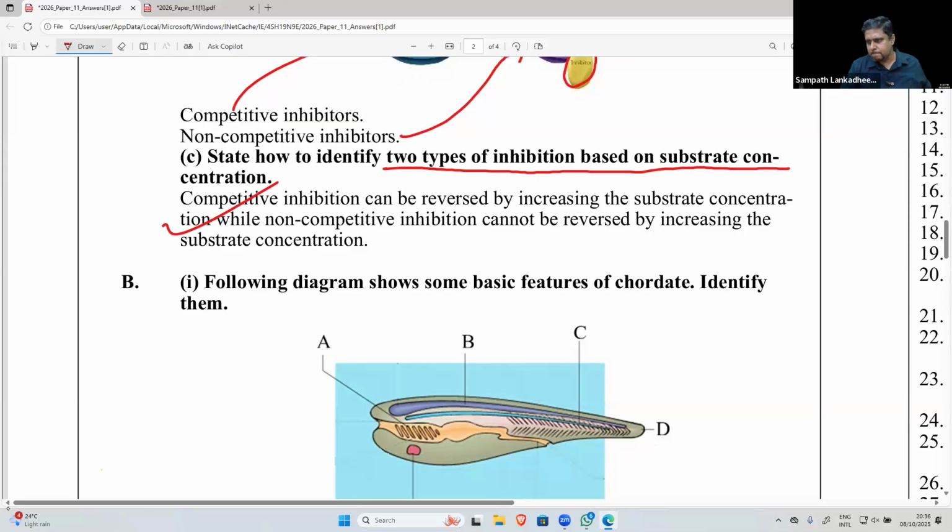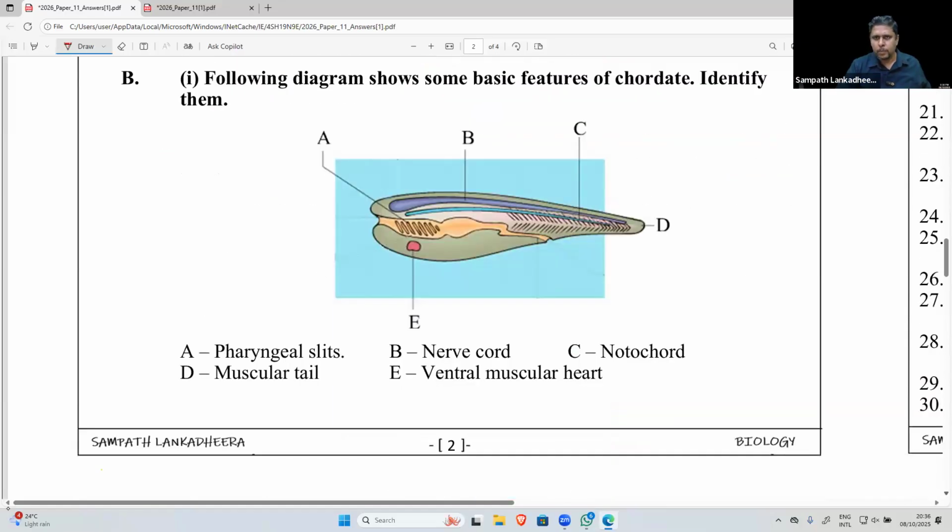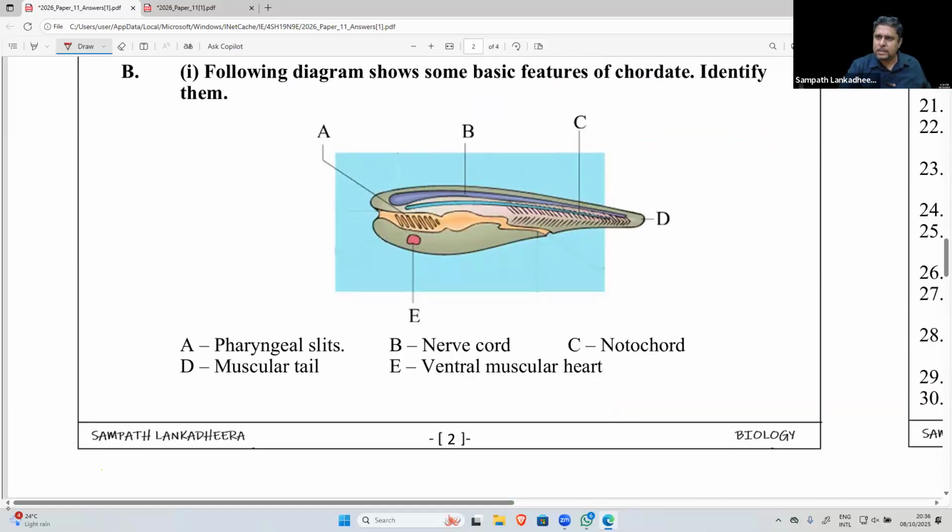Right, part B. Following diagram shows some basic features of chordates. Identify them. A: pharyngeal gill slits. B: nerve cord. Don't say spinal cord because the spinal cord is present in vertebrata. But anyway, the correct word is nerve cord. C is notochord.